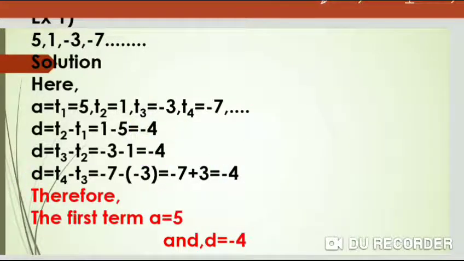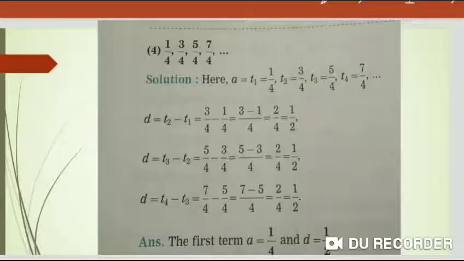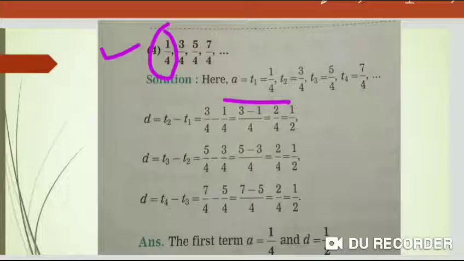Understand? Now see the last example, and the example is, here the sequence is 1 upon 4, 3 upon 4, 5 upon 4 and 7 upon 4. See, the denominators are same here. Okay, see here we have to find out the first term, that means a or t1, and here the first term is 1 upon 4. See here we have to write down 1 upon 4.